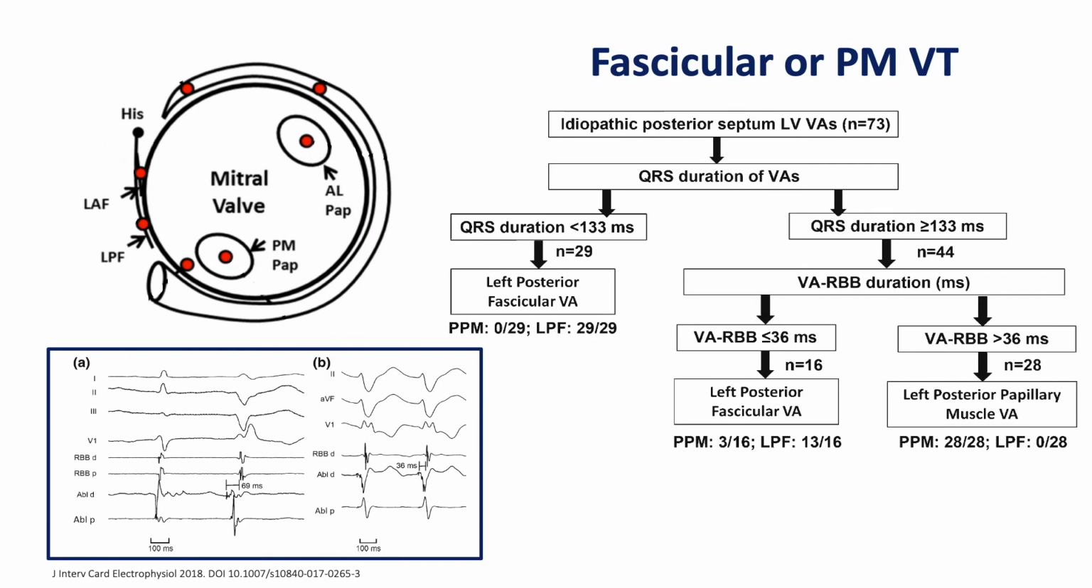In addition to QRS duration and QRS morphology, we can use some intracardiac signals to differentiate these VTs from each other. In case of fascicular VT, we have a very fast conduction from the ventricular activity to the right bundle signal, and therefore, if this measurement is less than 36 milliseconds, then this is in favor of fascicular VT. In case of papillary muscle VT, the conduction to the fascicle and to the right bundle takes longer, and therefore, the VA to right bundle branch potential is longer than 36 milliseconds.